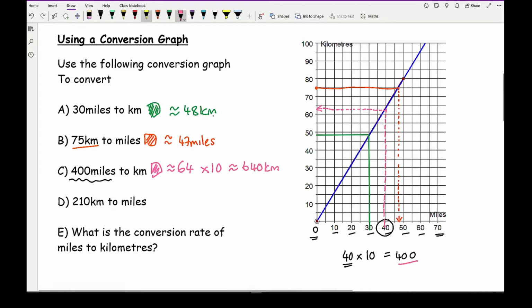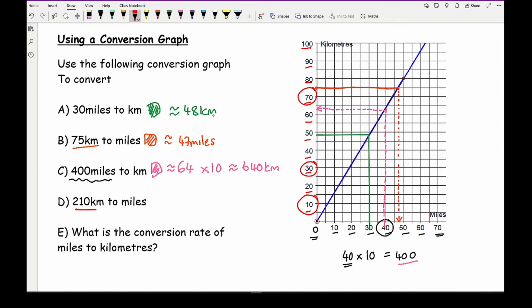So moving on to the second question of D, 210 kilometers. I've got to look at the values along the kilometers axis, and I want to see which of these values I can use to try and get 210 kilometers. Well, looking at the factors, I know that 10 goes into 210, I know 30 goes into 210, and I know 70 goes into 210. So I can use any of these values. Picking any of them, it doesn't really matter which one. I personally would go for the highest one out of the three, but again, it's entirely up to you.